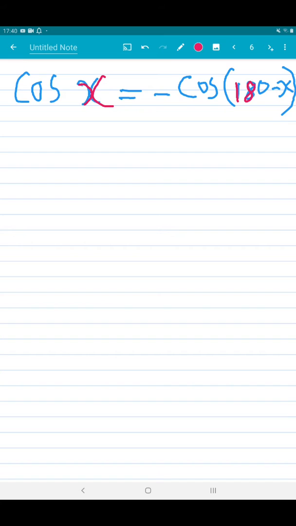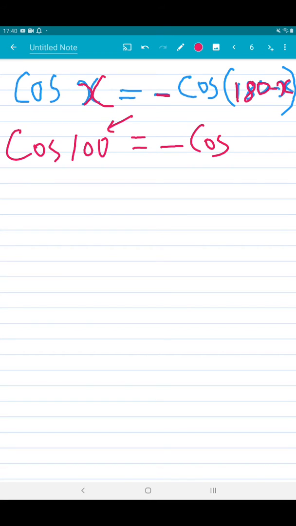Cosine x equals minus cosine 180 minus x. This is x, this is 180 minus x, and this is the minus sign, the negative sign. This means that cosine 100 equals minus cosine 180 minus 100, which equals what? 80. Very good.